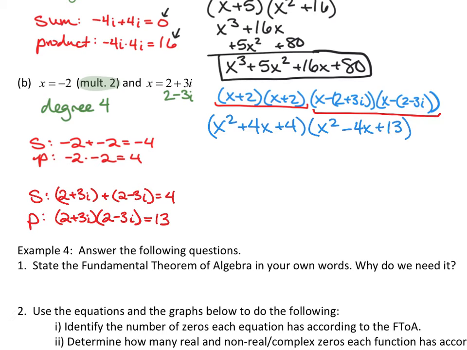First start with your x squared term. You're going to multiply x squared times x squared, that's x to the 4th. X squared times negative 4x, that's negative 4x cubed. And then you have 13x squared.